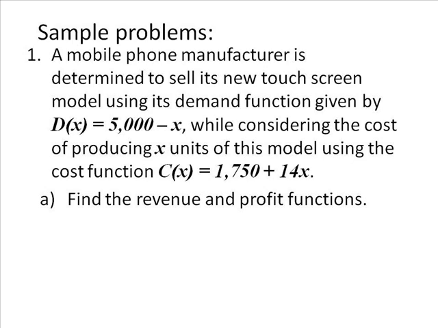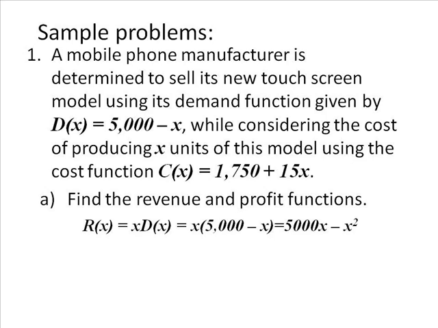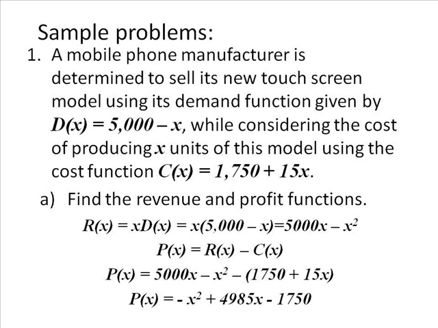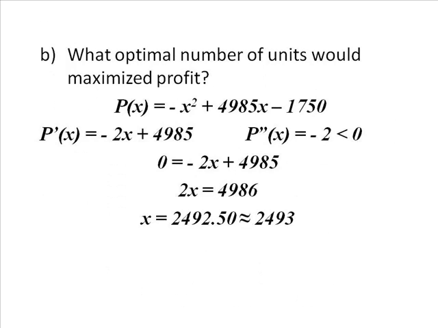To answer the first question, which is asking us to find the revenue and profit functions, we solve for the revenue function by multiplying the demand function by x, which is the number of units sold. We then describe the profit function by subtracting the cost function from the revenue function. Let's proceed now with the second question.